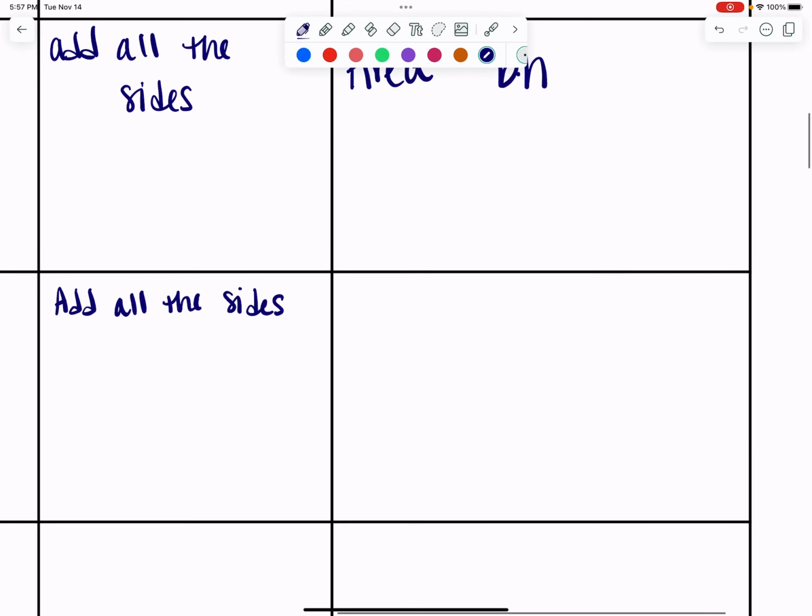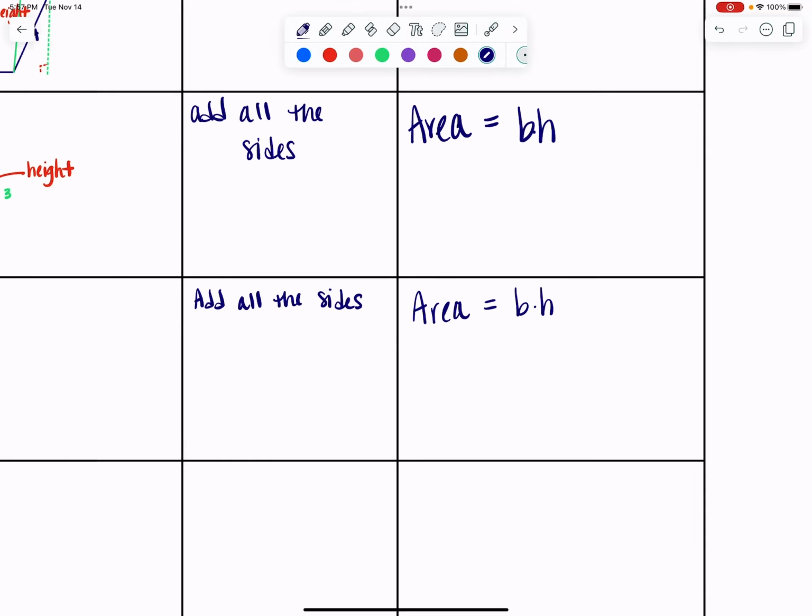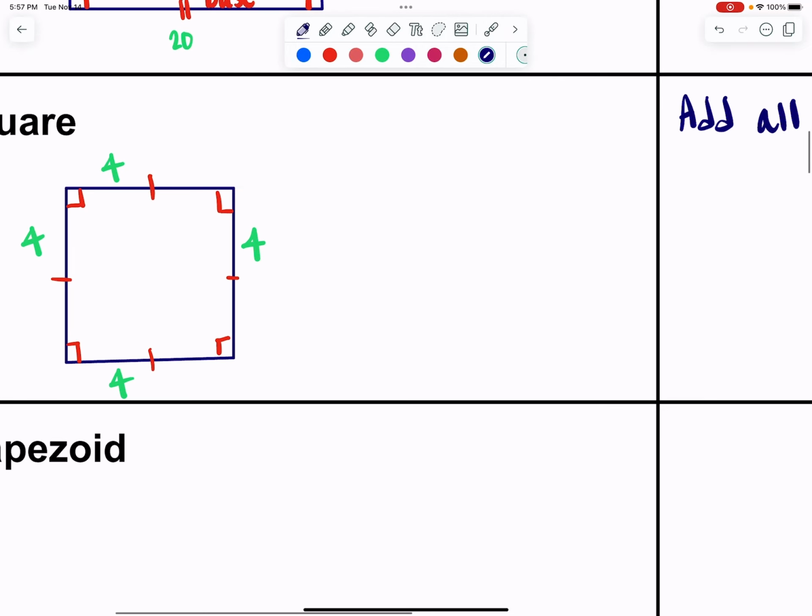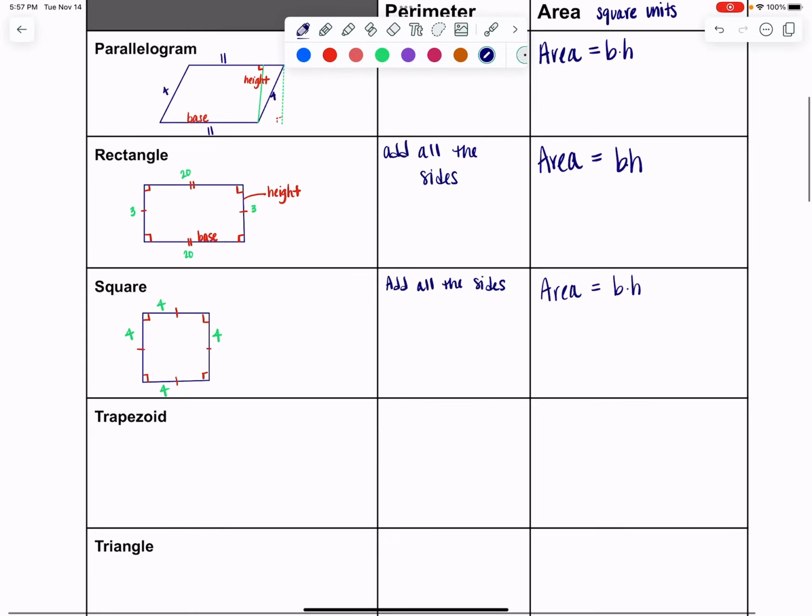For the area of the square, you're going to use base times height again. But Miss Graham, if they're the same number, wouldn't that just be base times base? Don't complicate things. Go with one formula that works for everything. You are right. It would be like multiplying base times base, but that's just another formula you have to remember. For the parallelogram, the rectangle, and the square, same formula, base times height.